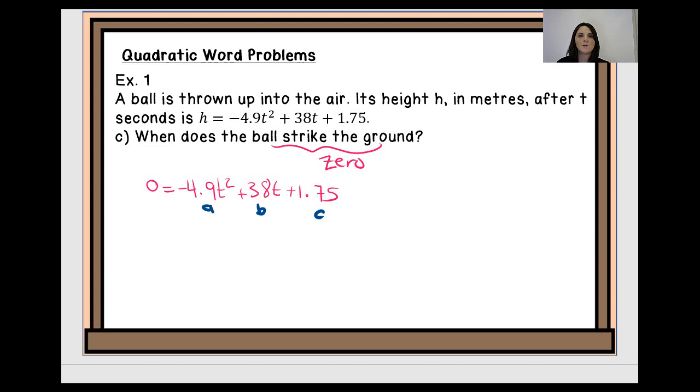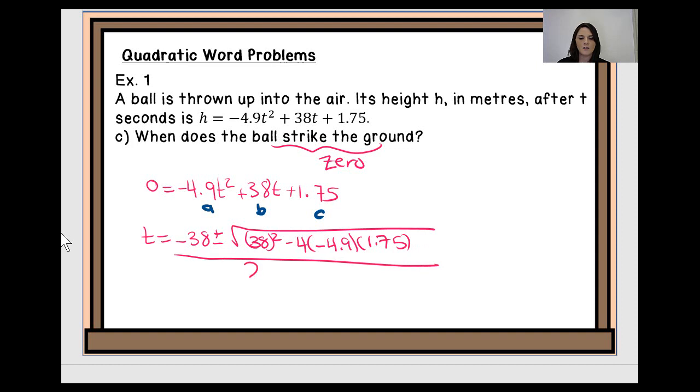Okay, so let's go ahead and substitute into the quadratic formula. So t or x is equal to negative b, negative 38, plus or minus the square root of 38 squared minus 4 times a c, so negative 4.9 times 1.75, all divided by 2a, so 2 times negative 4.9.